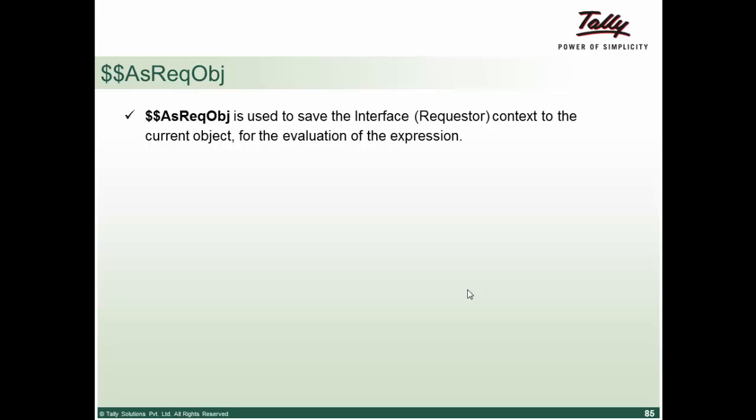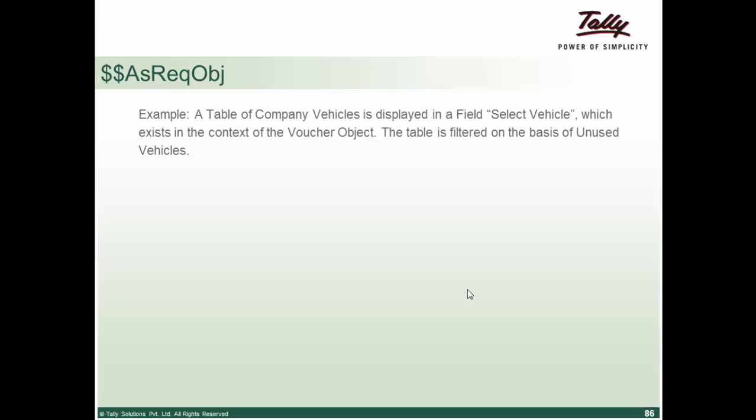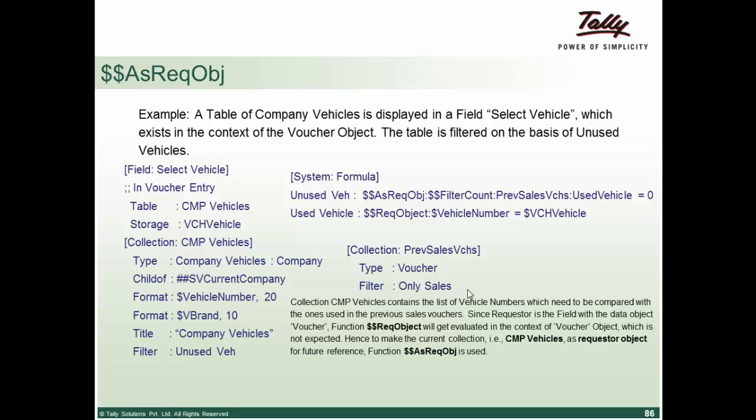Then we have asRic obj. It is used to save the interface context to the current object for the evaluation expression. When we had specified the ric obj function, it changed it to the data context. This particular function helps us to save the requester context for the current object, and then the expressions are evaluated. This is a simple example of both of these functions.